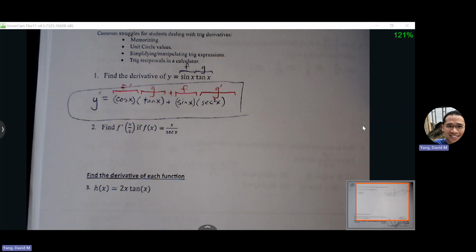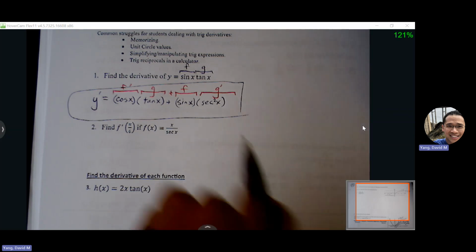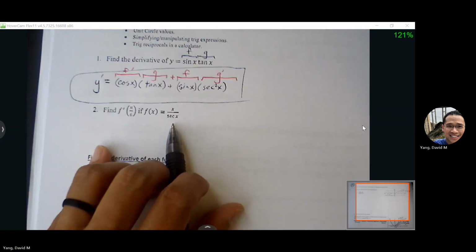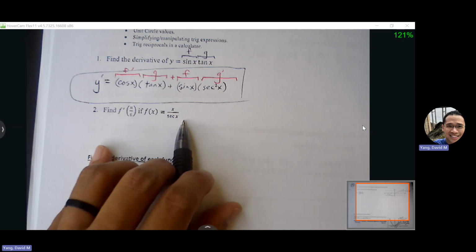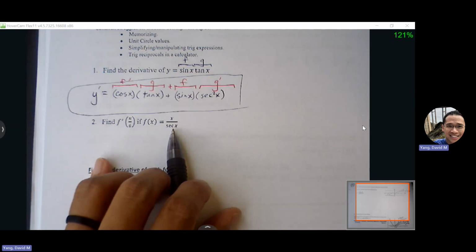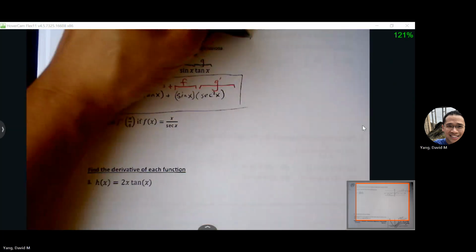On the AP exam, they typically will let you leave your answer unsimplified. But if you leave your answer as sine of pi over 6, that's not good enough. You have to resolve it down to a ratio before you can leave it alone. So what rule can we use? Quotient rule. Is there a way to avoid quotient rule for this problem?